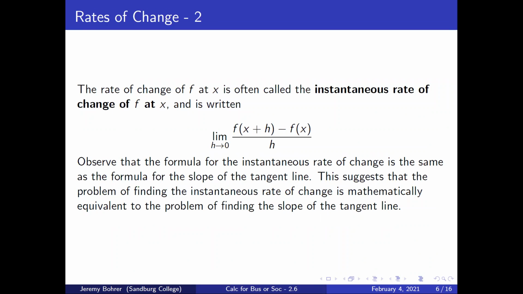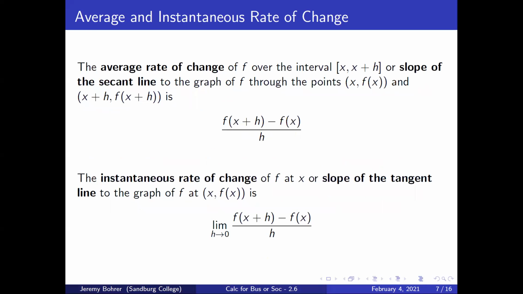The rate of change of f at x is often called the instantaneous rate of change of f at x, and is written as the limit as h approaches 0 of f(x plus h) minus f(x) over h. Observe that the formula for the instantaneous rate of change is the same as the formula for the slope of the tangent line. This suggests that the problem of finding the instantaneous rate of change is mathematically equivalent to the problem of finding the slope of the tangent line.